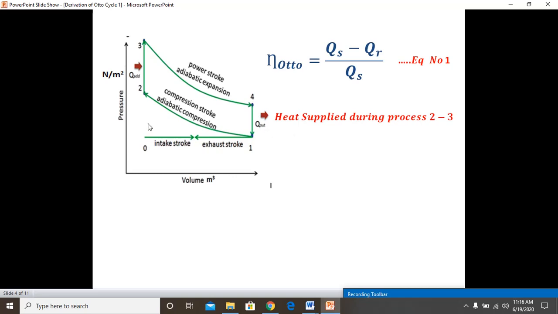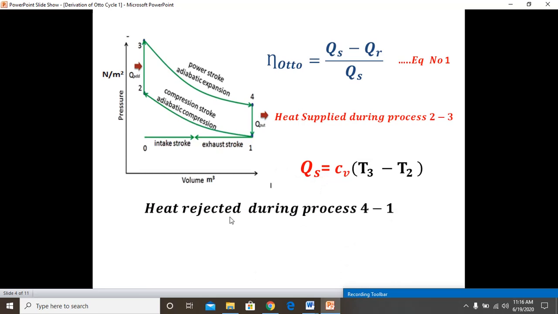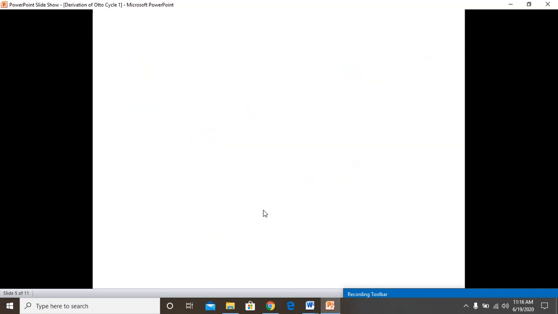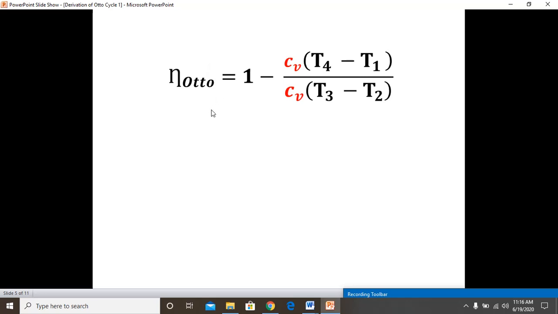The heat supply during the constant volume process is given by Qs equal to Cv into T3 minus T2. Similarly, heat rejected during the process T4 to T1 is Cv into T4 minus T1. Therefore, the Otto cycle efficiency will be given like this: heat supply minus heat rejection divided by heat supply, equal to Cv into T4 minus T1 over Cv into T3 minus T2.